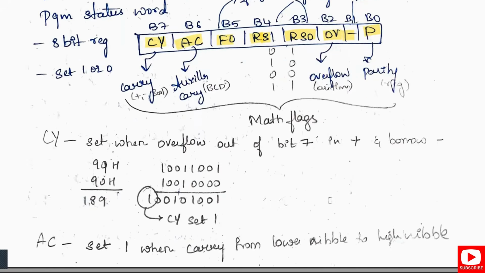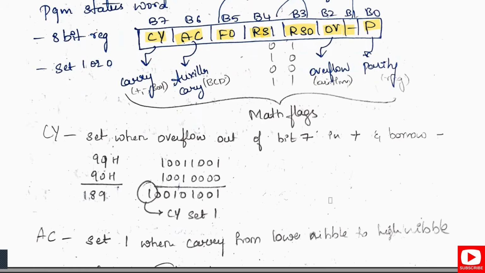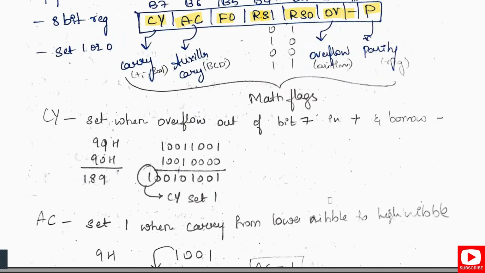Firstly, let me start with CY, that is carry. It is set on overflow from bit 7 in addition, and on borrow in subtraction. Let us take an example. We have 99H and 90H. Write it in 8-bit form, using the 8421 format. So 99 can be written as 1001 1001, and 90 can be written as 1001 0000, 9 for this and 0 for this. On adding, I'll get a carry. So now CY will be set to 1.